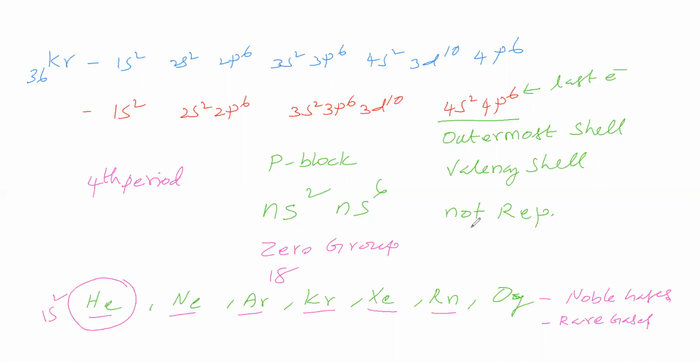Next, what is the general valence shell configuration? ns2 np6, except helium. Helium is 1s2. European group number is 0 group, IUPAC group number 18. What is the period? Fourth period, because the outermost shell principal quantum number is 4. Therefore, it is a fourth period element.